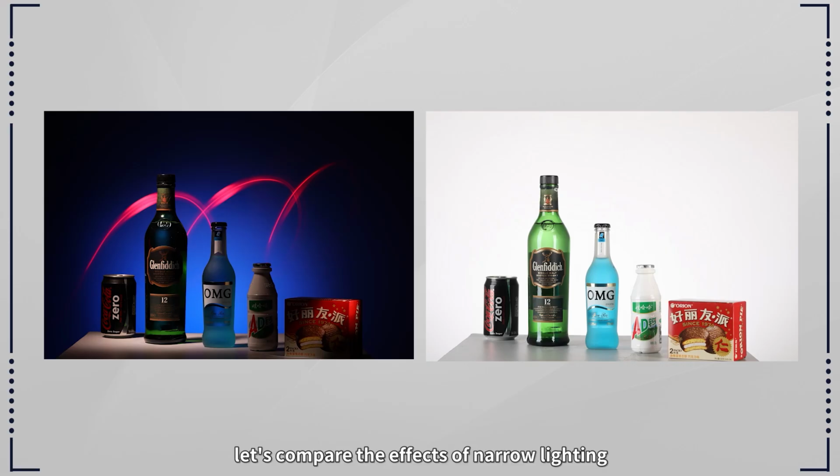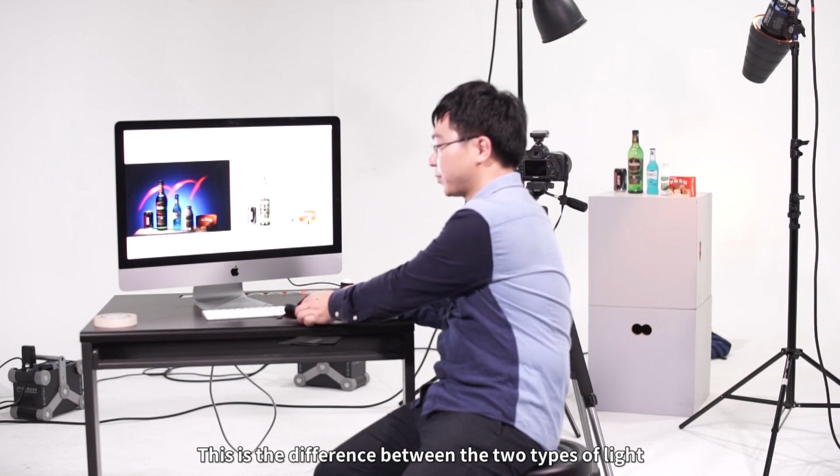Now let's compare the effects of narrow lighting with that of wide lighting. We can clearly see that narrow light makes the image more mysterious because it focuses the light in specific areas. Additionally, with the light painting technique, the image becomes more dazzling and enigmatic. On the other hand, the wide light brings brightness to the image. This is the difference between the two types of light.